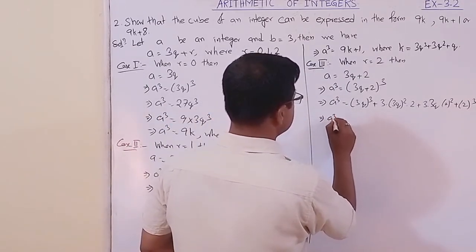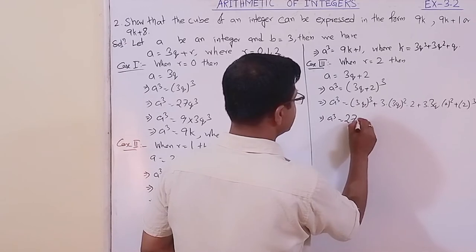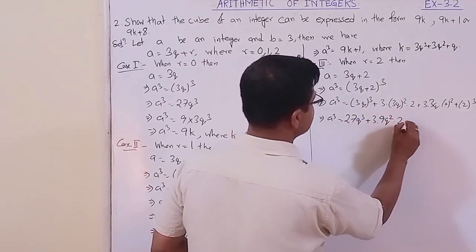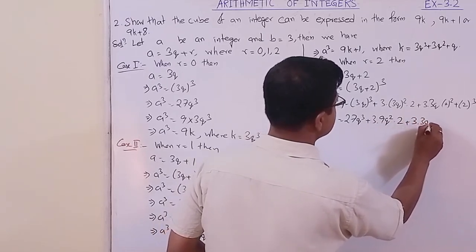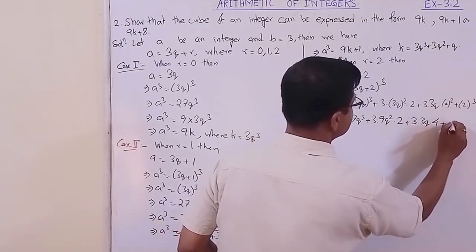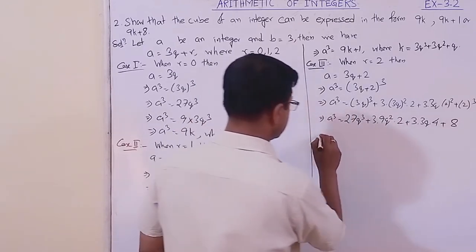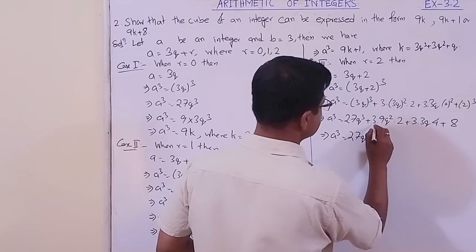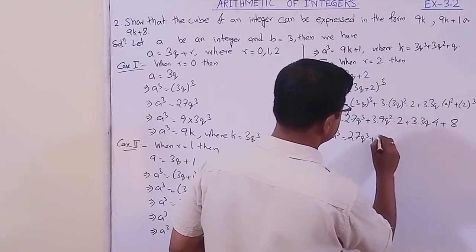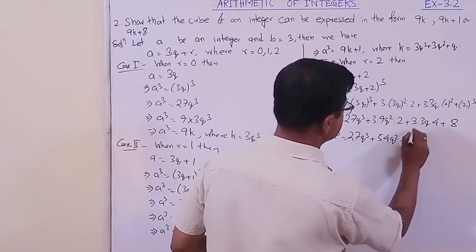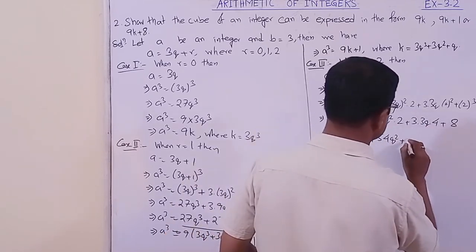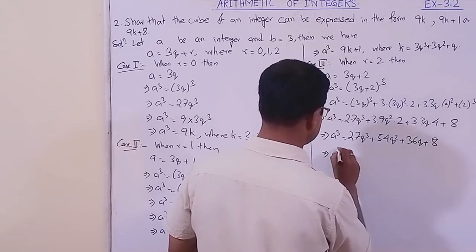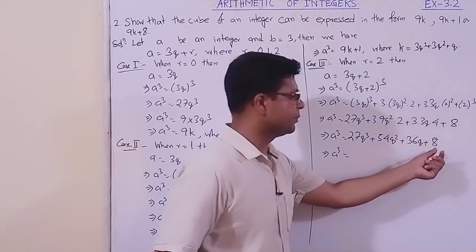So this is a cube. 3 cube is how much? 27q cube plus 3 into 9q square into 2, plus 3 into 3q into 2 square, which is 4, and 2 cube is 8. Okay, we are very close now. This is 27q cube plus 3 2s are 6, 6 9s are 54, q square, 3 3s are 9, 9 4s are 36q, plus 8.